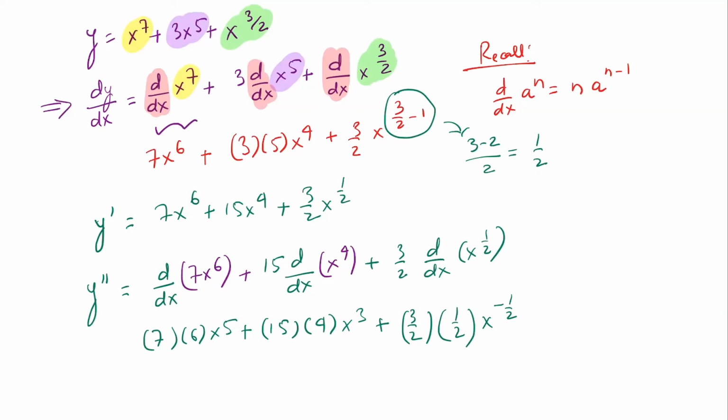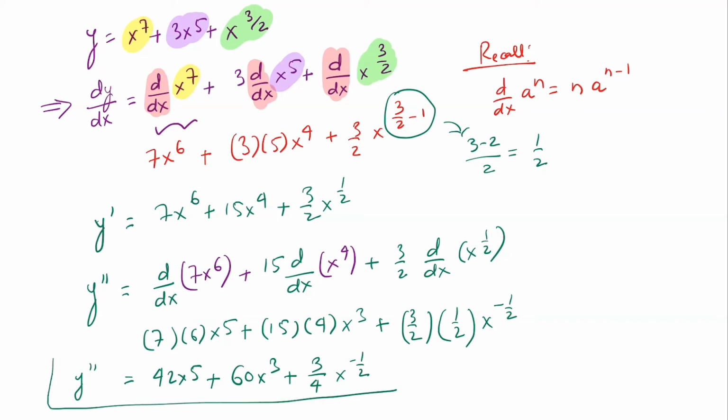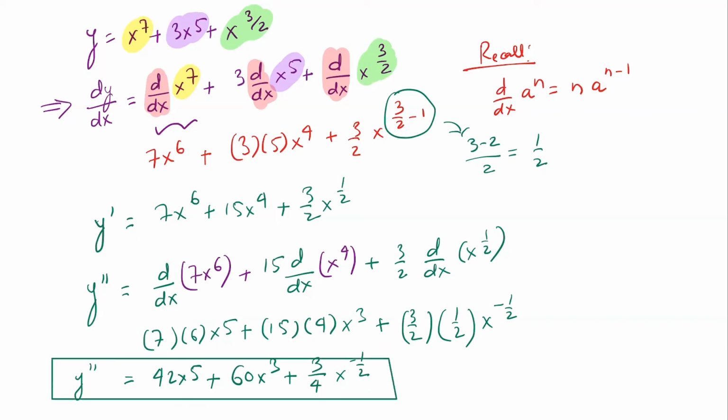So this is equal to 42x to the power 5 plus 15 times 4 is 60, x to the power 3 plus 3 over 4 x to the power negative half, which is the answer for the second derivative. Okay, so this is how we find the second derivative from the first derivative.